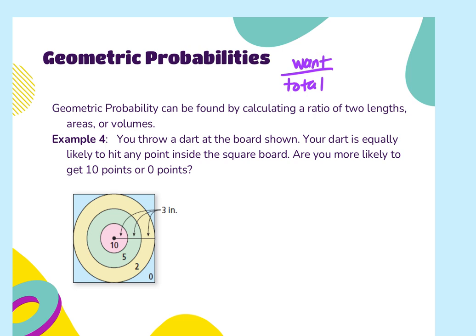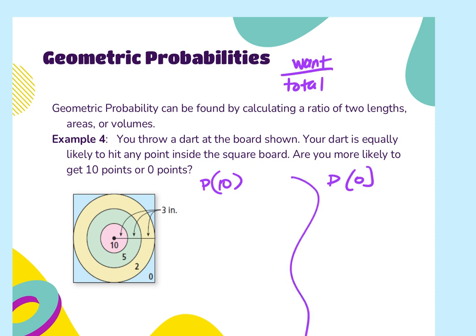So in this example, it says you throw a dart at the board shown. Your dart is equally likely to hit any point inside the square board. Are you more likely to get 10 points or 0 points? Well, we've got to figure it out. So I'm going to try to figure out the probability of getting 10 points and then the probability of getting 0 points, and then I'm going to compare them.